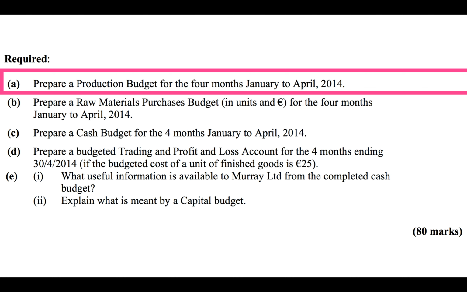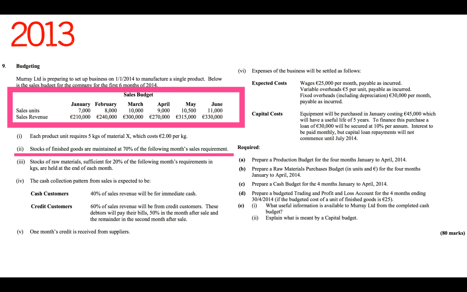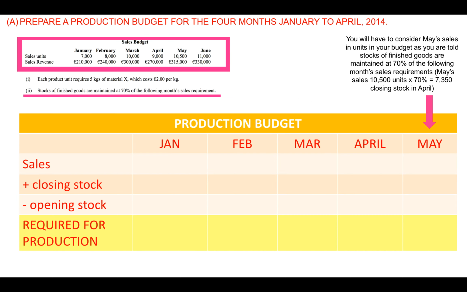So Part A. Prepare a production budget for the 4 months January to April 2014. The information that we want to look at here is the sales in units. January, February, March, April, May, June is there, but we won't need it all. But note 2 is important: stocks of finished goods are maintained at 70% of the following month's sales requirement. So we will look at January to May, and we look at May because we're going to need to know the closing stock for April.